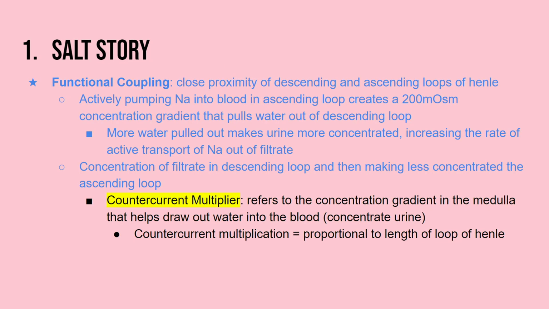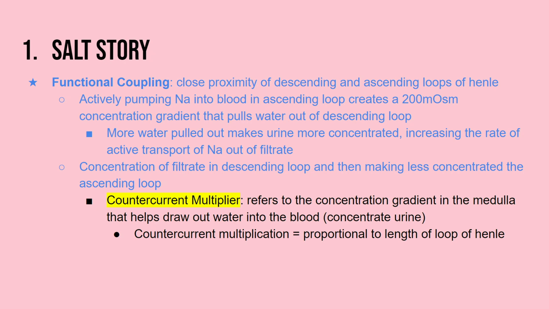So first, here's the salt story. This one's known as functional coupling. And it's basically because the descending and the ascending loops of Henle are so close together that they kind of work together to concentrate the urine. On the ascending side, we're going to draw this in a second, but there's active transport of sodium out into the blood.